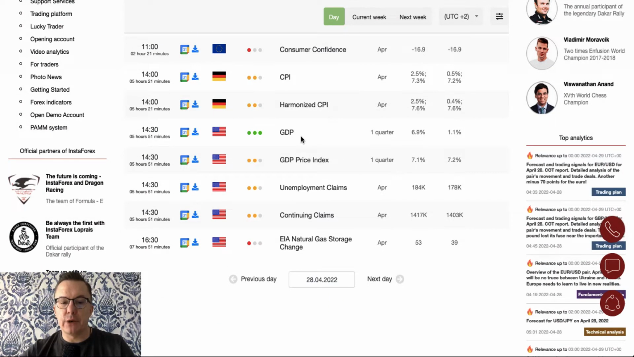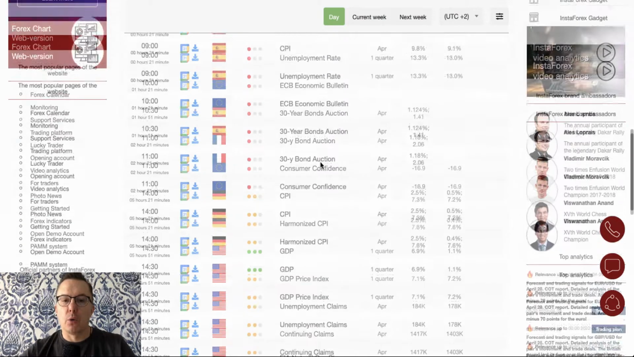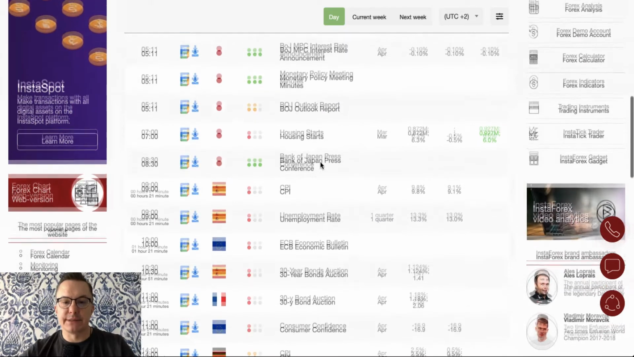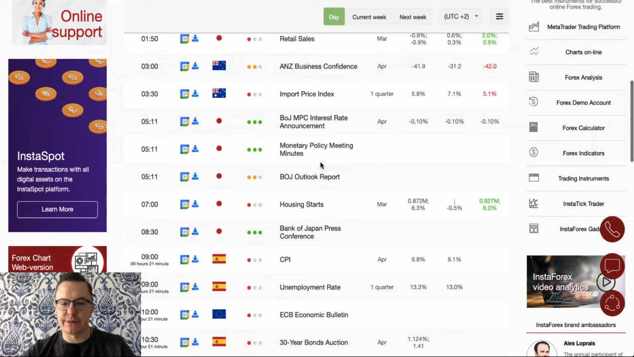GDP from the US is the key event of the New York session. This data is scheduled for release at 2:30. Together with this release, there is a GDP price index, unemployment claims, and continuing claims data will be released as well. So some data are very interesting.